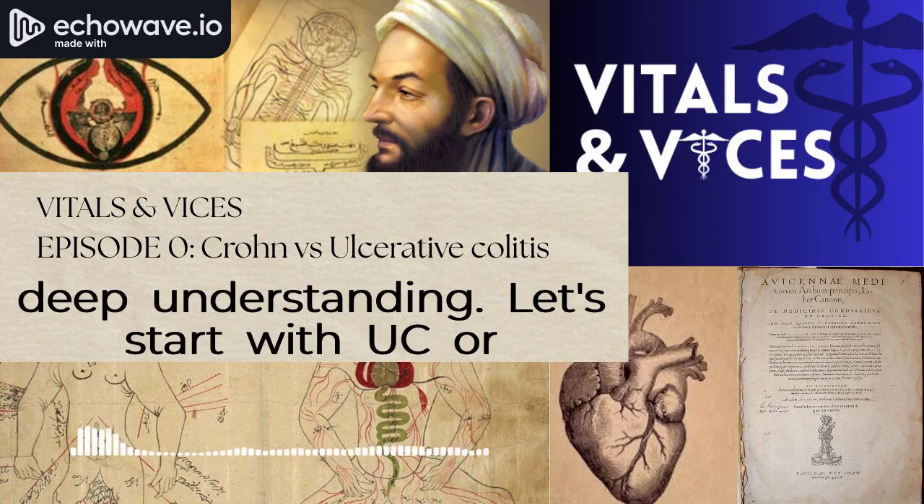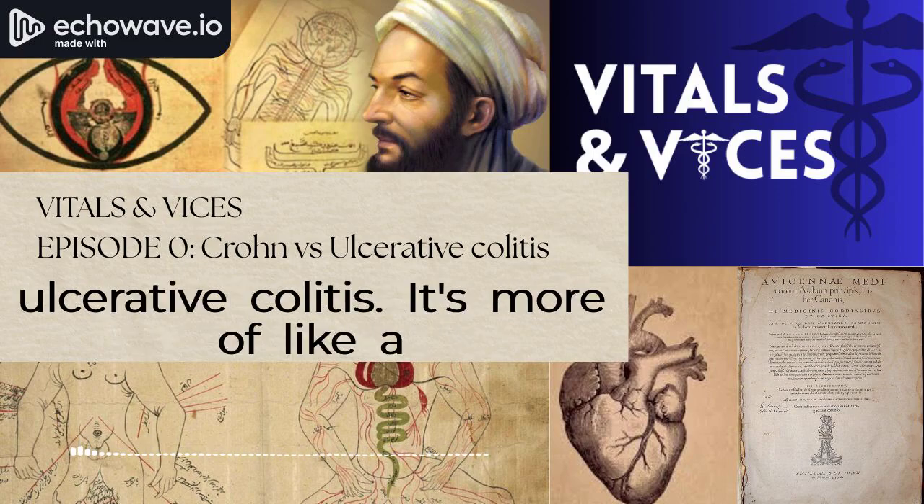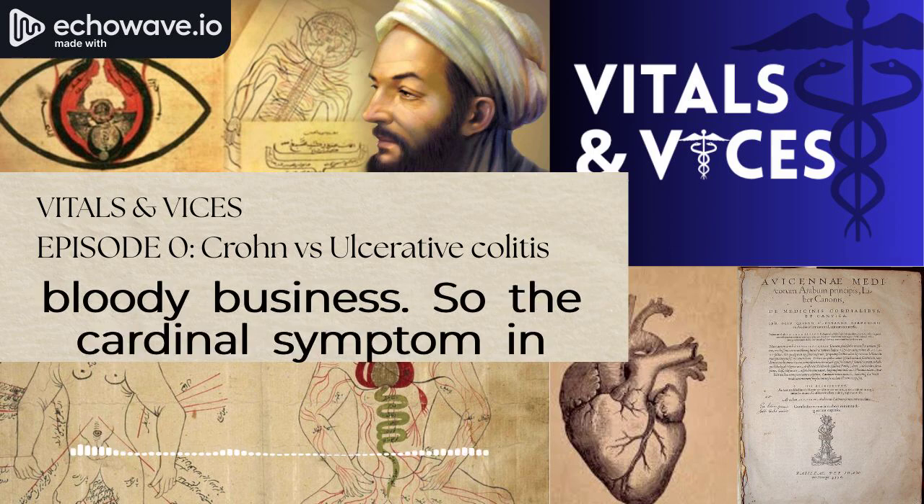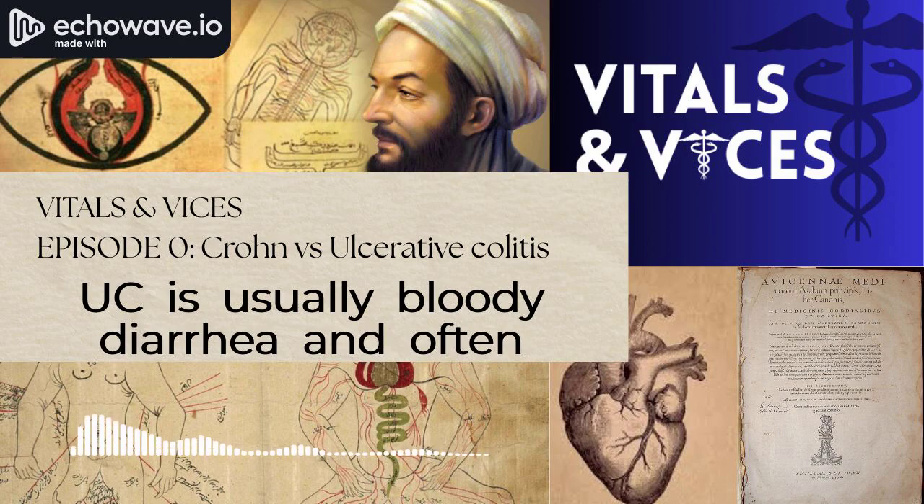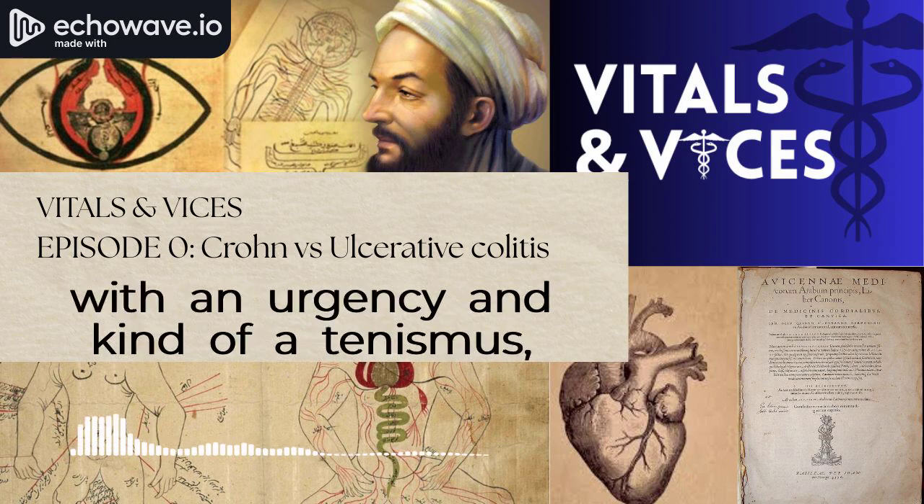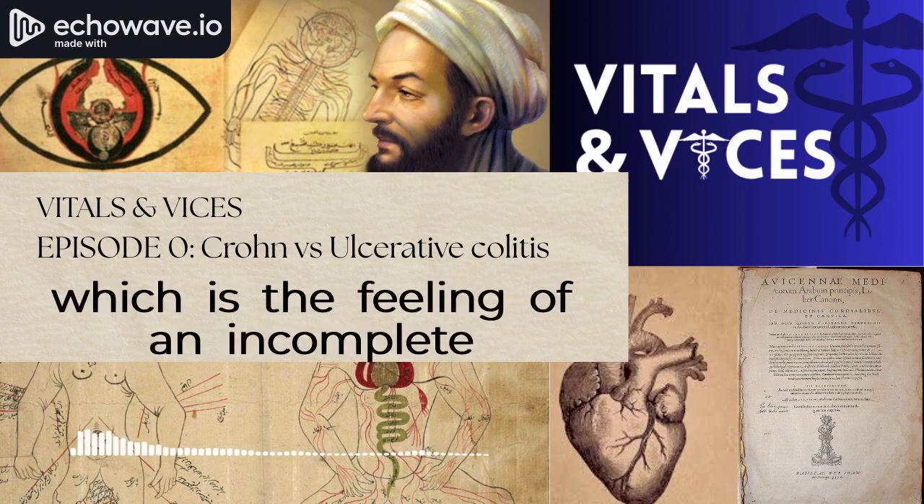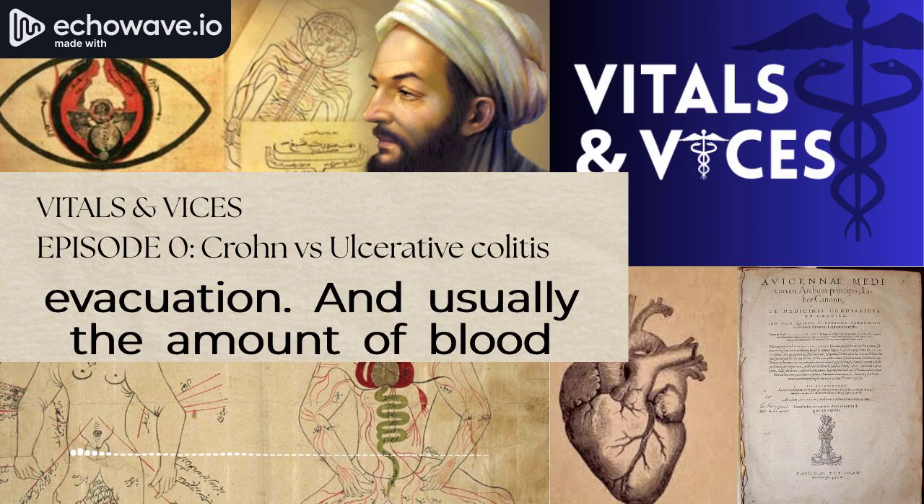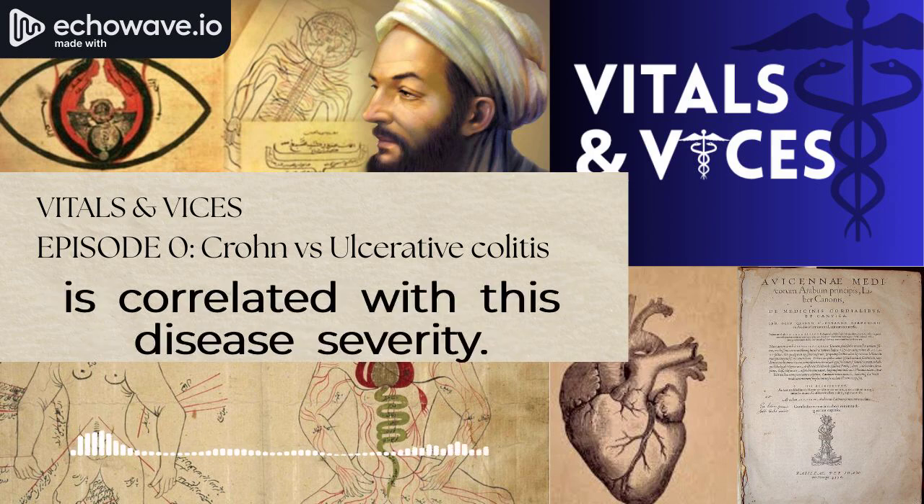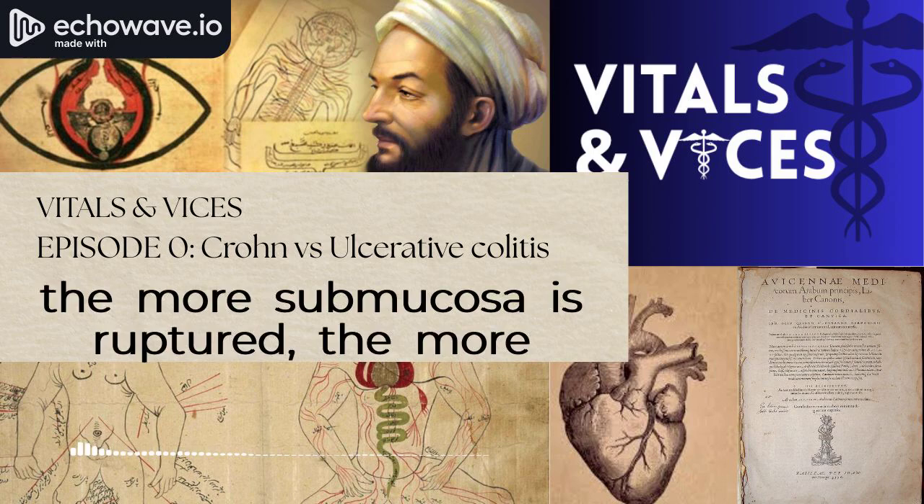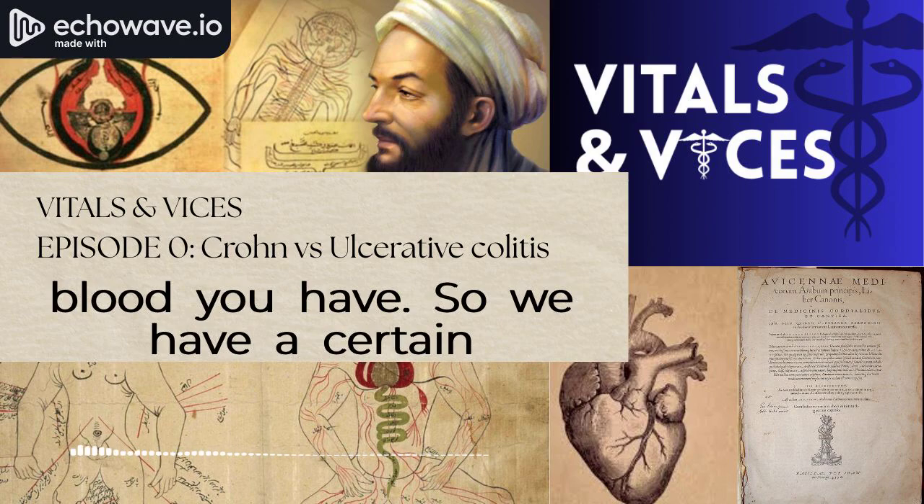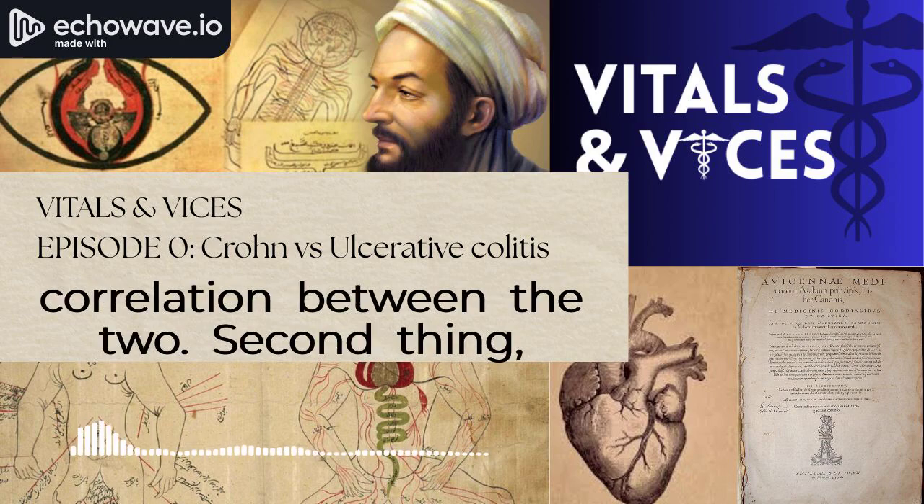Let's start with UC, or ulcerative colitis. It's more of a bloody business. The cardinal symptom in UC is usually bloody diarrhea, often with urgency and tenesmus, which is the feeling of incomplete evacuation. And usually the amount of blood correlates with disease severity. Obviously, the more inflammation you have, the more the mucosa is ruptured, the more blood you have. So we have a certain correlation between the two.